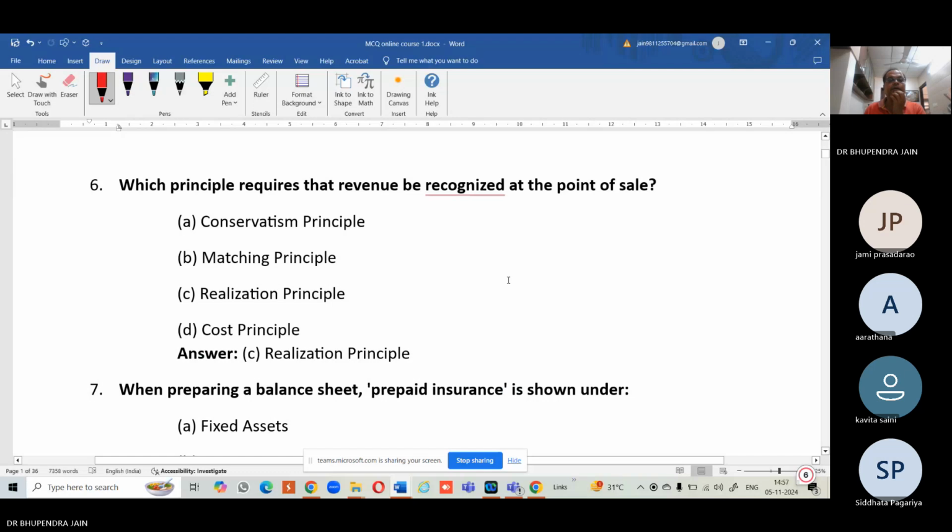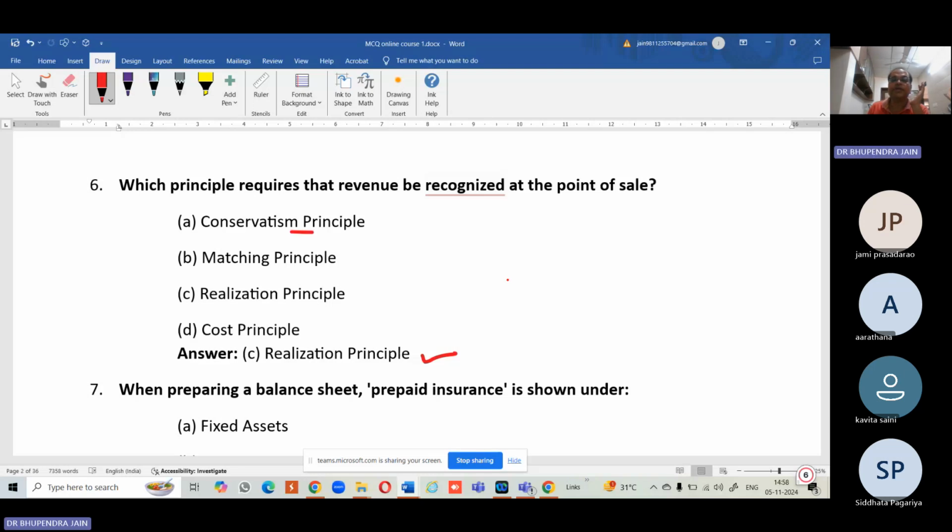Next. Which principle requires that revenue is recognized at the point of sale? We have discussed in the class the realization or realizable principle. Conservatism we have discussed, matching we have discussed, and cost principle, historical cost means historical cost, we have discussed. So this is the realization principle.